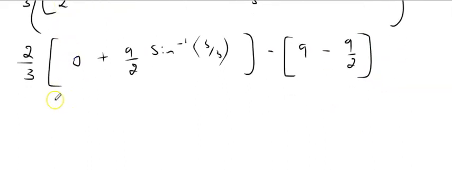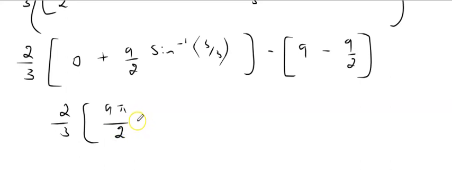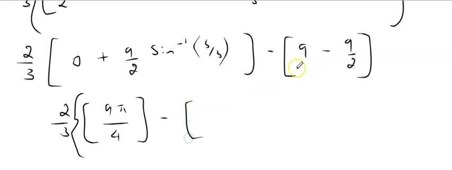Now simplifying this, you know sine inverse of 3 by 3 is sine inverse of 1, which is nothing but pi by 2. So 2 by 3 into 9 by 2 into pi by 2, which is now going to give you 9 pi by 4. Minus, 9 minus 9 by 2 is 18 minus 9, which is again 9 by 2.